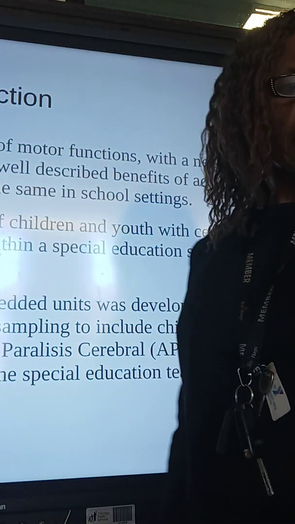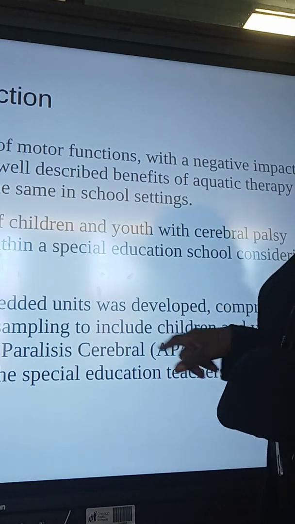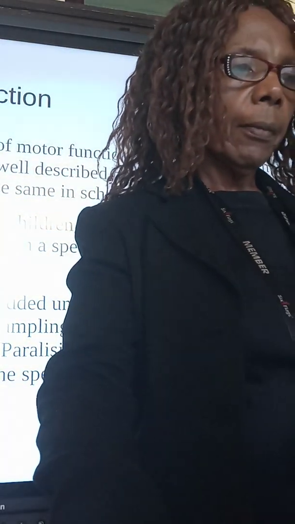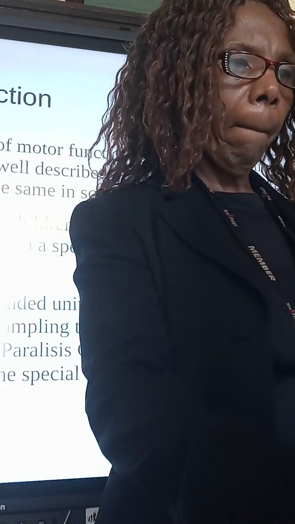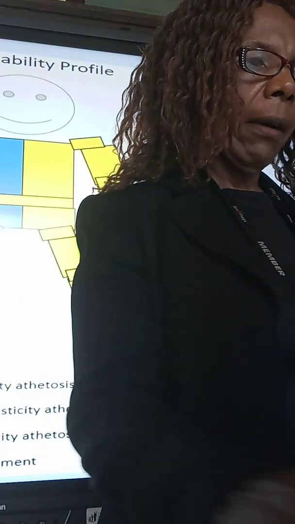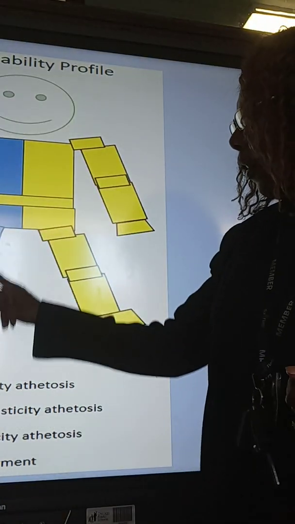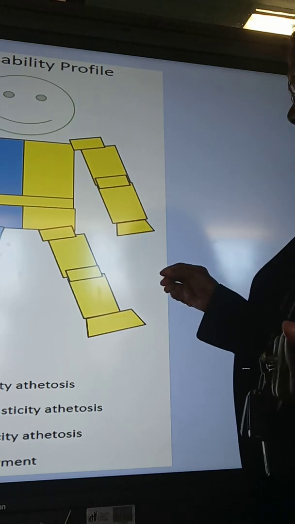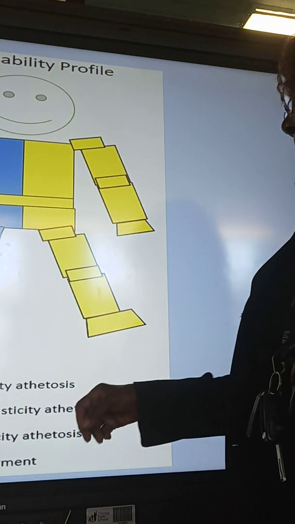A qualitative descriptive case study with embedded units was developed, comprising 27 participants. This study employed purposeful sampling to include children and youth with cerebral palsy from Asociación Aguda a la Parálisis Cerebral, better known as APACE, Special Education School, together with their parents, education teachers, and healthcare professionals. Also, we'd like to talk about the different types of disabilities. The blue represents slight spasticity, the yellow represents moderate, the orange represents severe, and the black represents severe impairments.